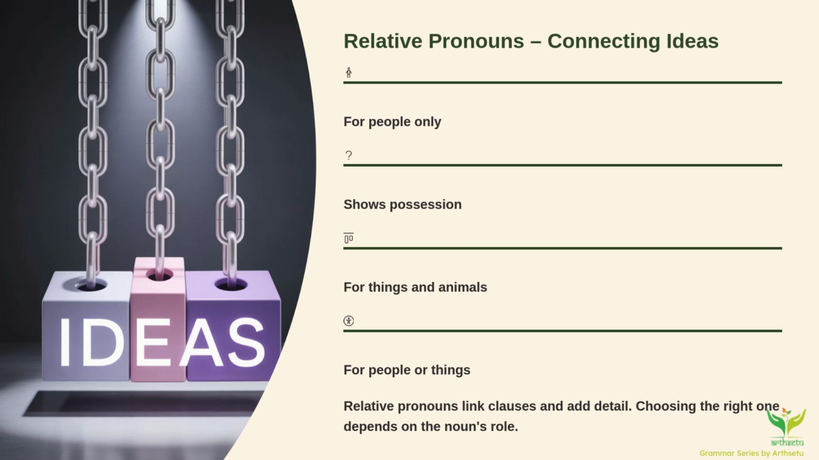Relative pronouns. Relative pronouns connect ideas. For people, we use who or whom. For things or animals, we use which. For both people and things, we can use that. And whose shows possession. Example, the person who called me is my friend, or this is the book that I was talking about. They help sentences flow smoothly without repeating nouns again and again.